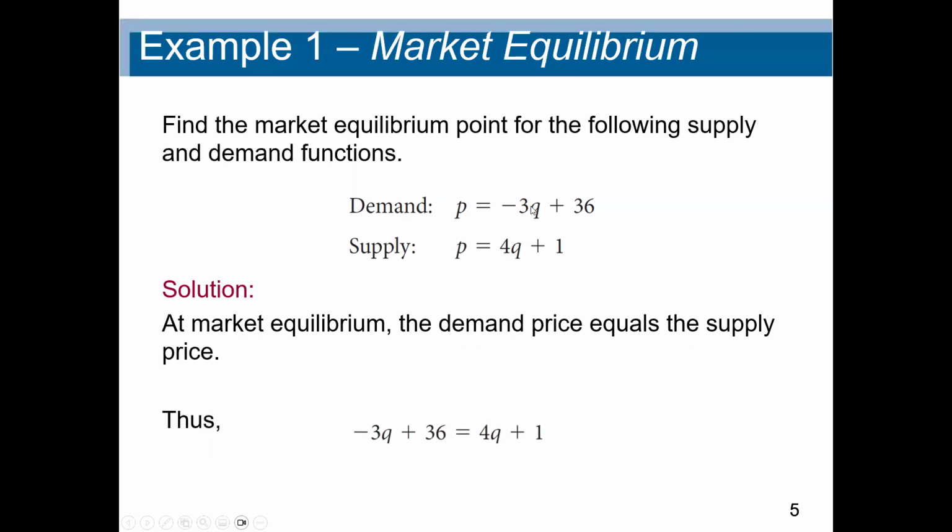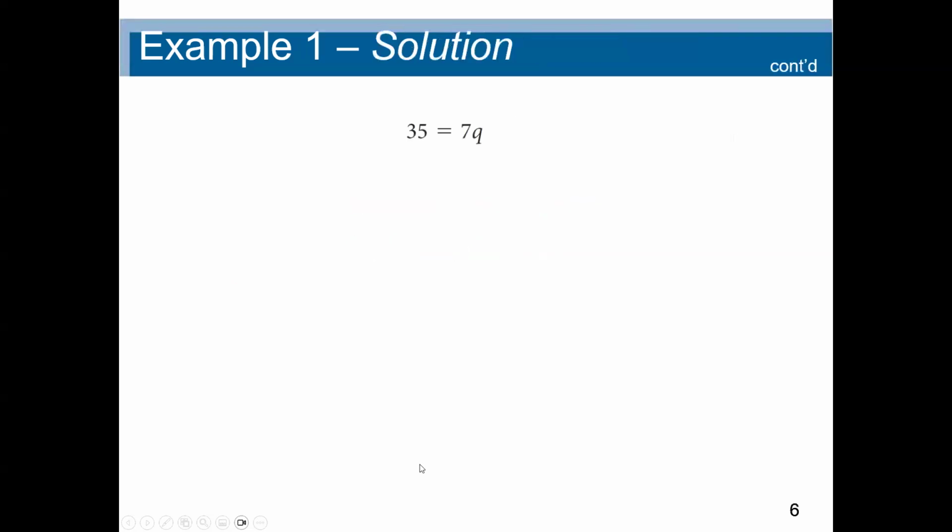So minus 3Q plus 36 equals 4Q plus 1. Again, the concept of market equilibrium means the demand and supply price will be the same. So we equate the demand equation to the supply equation. In this case, we can find Q, which is the quantity. By solving this, the answer will be 5.